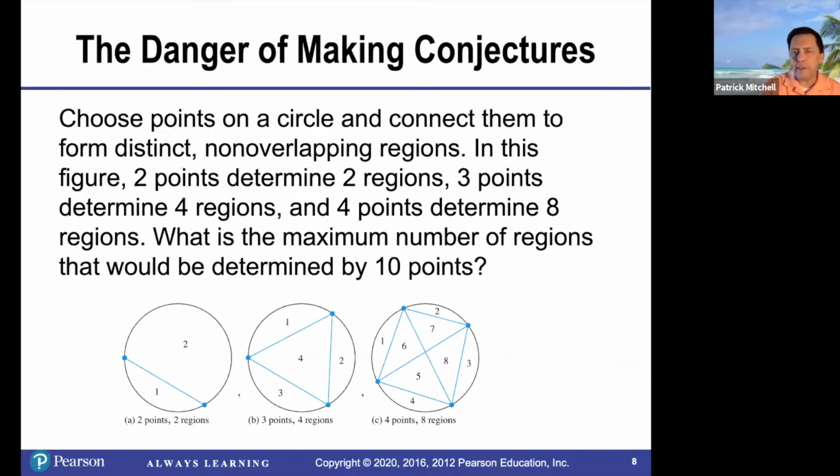But in this case, 4 points does give you 8 regions. You can see the 8 regions there. So the question that they're asking is, what is the maximum number of regions that would be determined by 10 points? So it looks like there's a really clear pattern to this, right? When you have 2 points, you get 2 regions. When you have 3 points, you have 4 regions. When you have 4 points, you get 8 regions. The number of regions seems to be doubling every time.